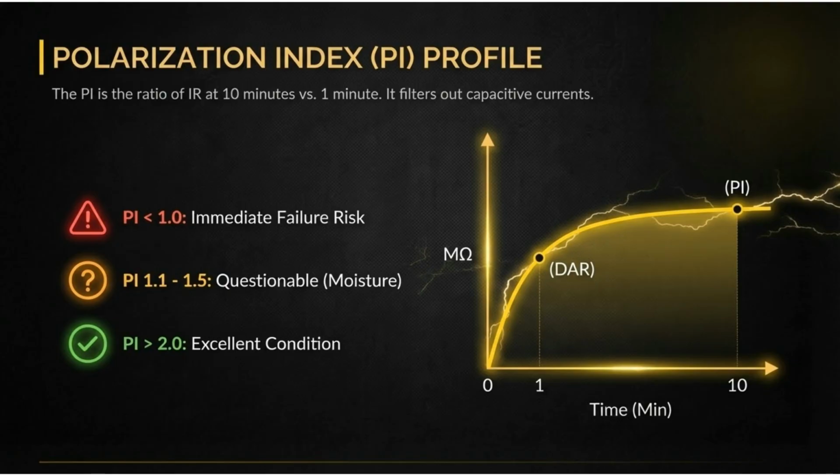volts. The polarization index, or PI, is the ratio of IR at 10 minutes versus 1 minute. A PI below 1.0 indicates an immediate failure risk. 1.1 to 1.5 is questionable due to potential moisture, and above 2.0 indicates excellent condition.